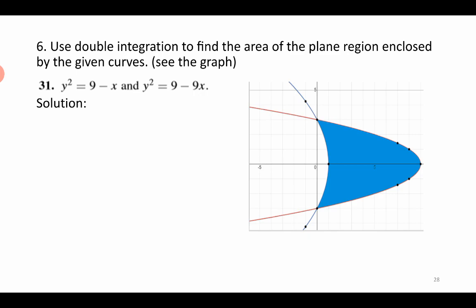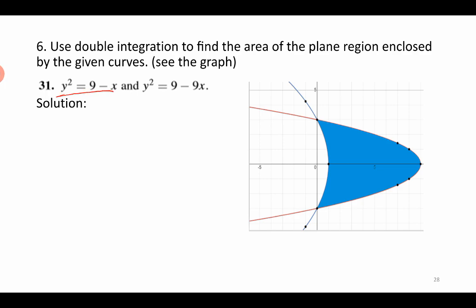Now a different problem with the graph. See, integration will be left to you. I will give the technical part, how to choose type 1 or type 2, and then how to identify the limits. Then integration will be left to you. Okay. First, okay, what's the problem? Y square is equal to 9 minus x.